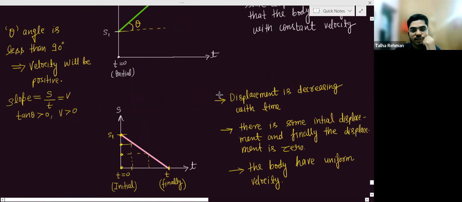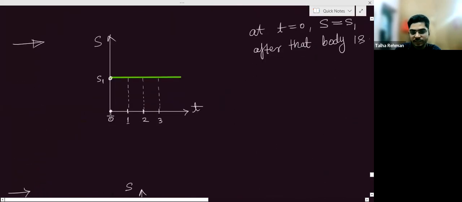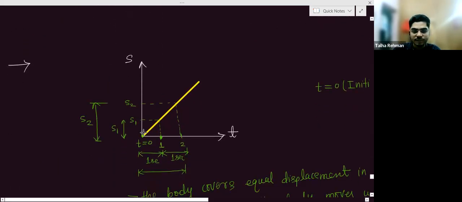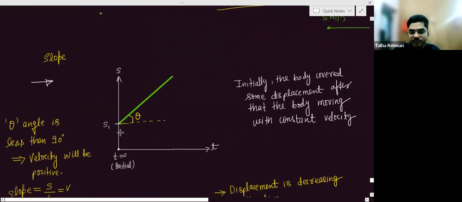So this is about the graphs. If this is the condition, then initially the body is at rest, and finally also the body is at rest, meaning the body is at rest for all the time. Here initially the body has some displacement, and after this the displacement of the body is not changing, meaning the body becomes at rest. Here the body is moving with constant velocity and initial displacement is 0. In this case the body has some initial displacement, and after that it is moving with constant velocity.